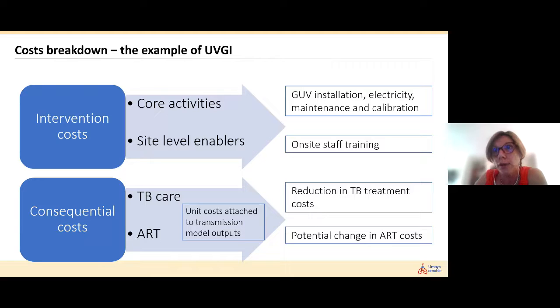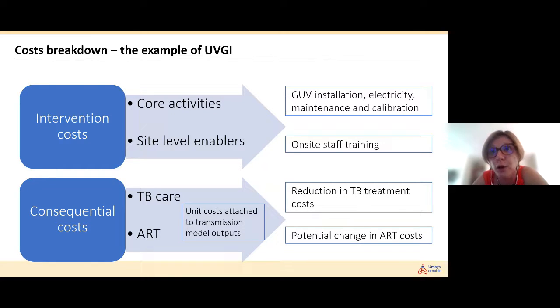The types of costs included in the economic model are illustrated here on this slide with the example of installation of UV lights. The core activities for this intervention would consist of installing the UV lamps, which is a once-off capital investment, and then the electricity for running them and periodic maintenance and calibration, which are all recurrent costs. The site-level enabler identified during SDM for this particular intervention is a dedicated on-site staff training by the Office for Health Standards with refreshers every 3 years.